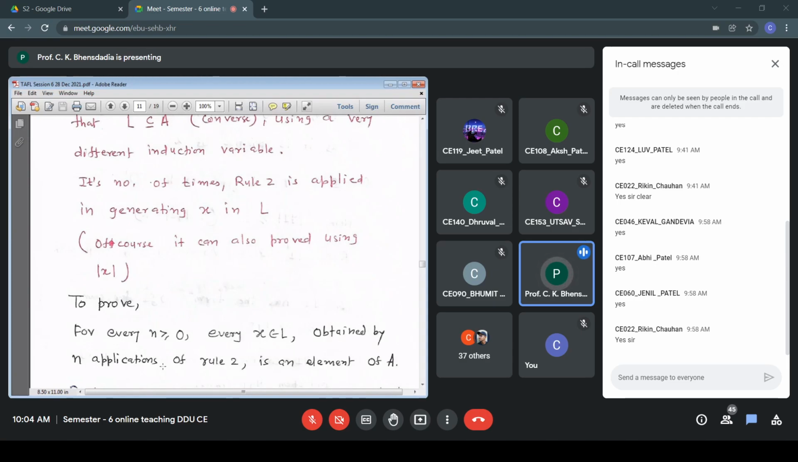How is x generated in L? By n applications of rule 2. And we say n is greater than or equal to 0, even equal to 0, because even by not applying rule 2, we can generate a string in L. Null belongs to L, and null does not require any application of rule 2. Therefore, the value of n is greater than or equal to 0. Even 0 applications of rule 2 is fine.